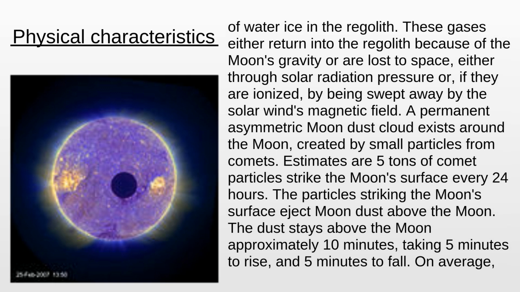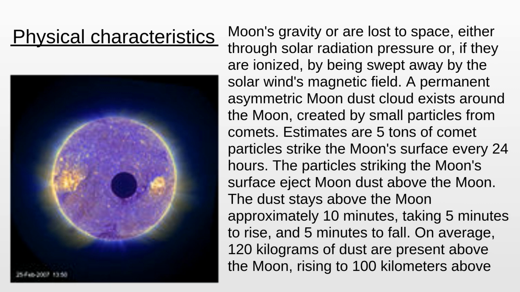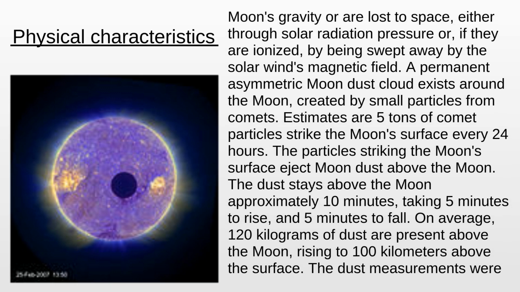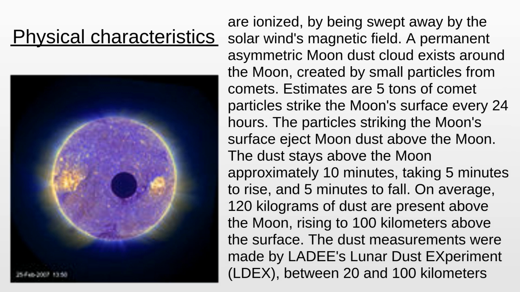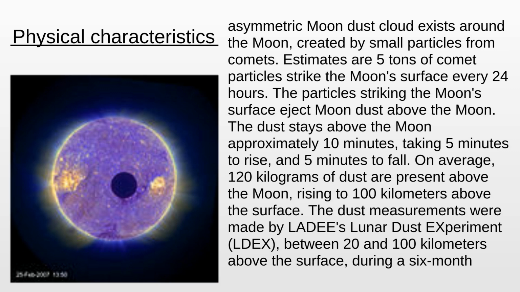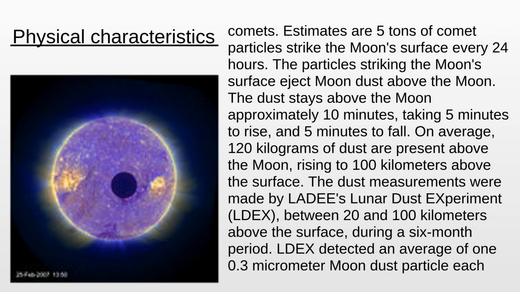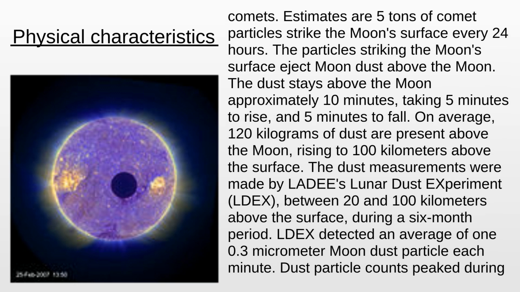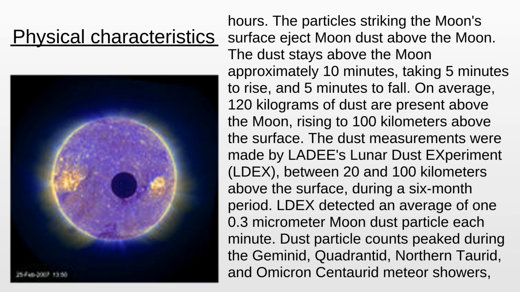These gases either return into the regolith because of the Moon's gravity or are lost to space, either through solar radiation pressure or, if they are ionized, by being swept away by the solar wind's magnetic field. A permanent asymmetric moon dust cloud exists around the moon, created by small particles from comets. Estimates are 5 tons of comet particles strike the moon's surface every 24 hours. The particles striking the moon's surface eject moon dust above the moon.